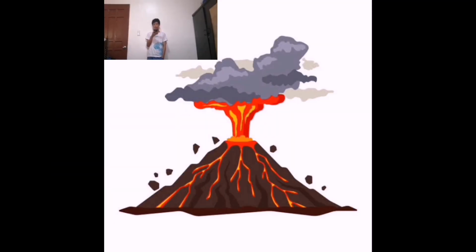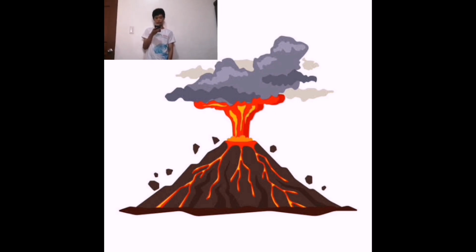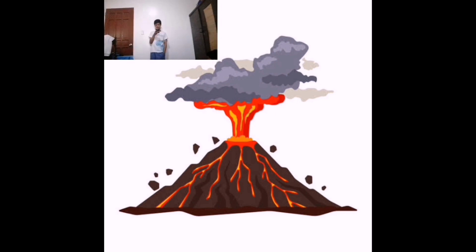In conclusion, volcanic eruptions can have a significant impact on the environment and human society. The ash and gas that are released during an eruption can cause respiratory problems and even death, and the long-term effects can be significant as well. It is important to monitor volcanoes and be prepared for potential eruptions in order to minimize the impact on human life and the environment.